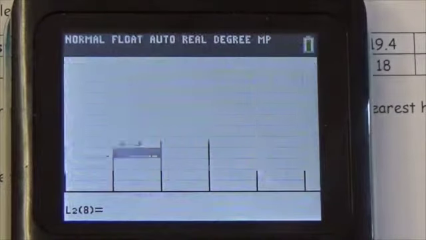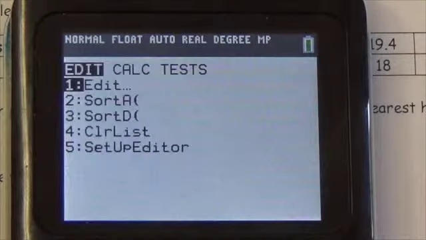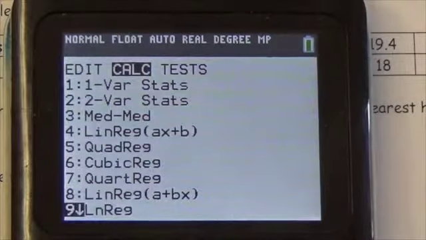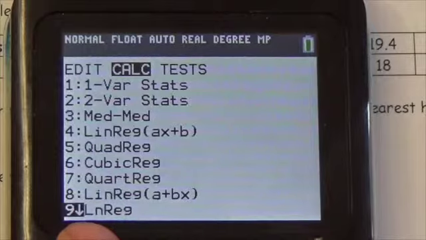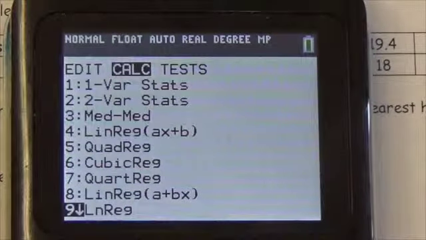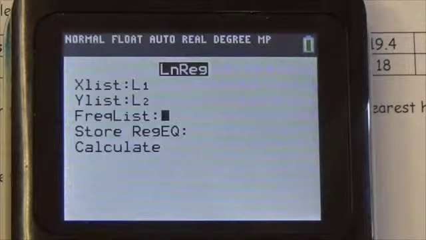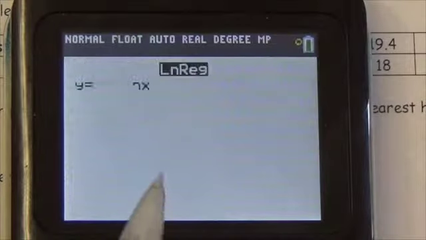And now I'll quit, Stat, over to the calc, and then I'll go down to, not linear, logarithmic, the natural logarithm. Logarithmic regression, enter, enter, enter, enter, go through calculate.